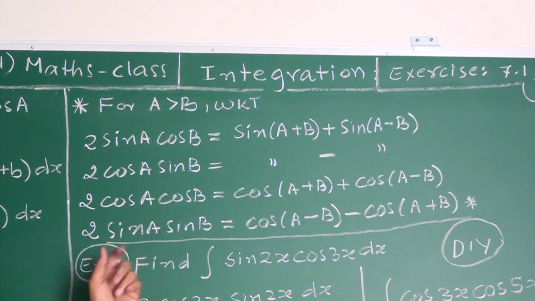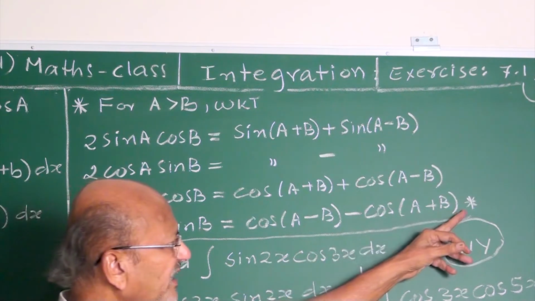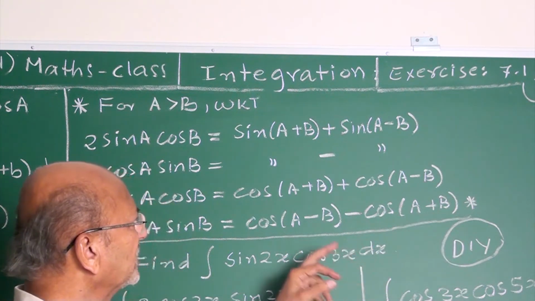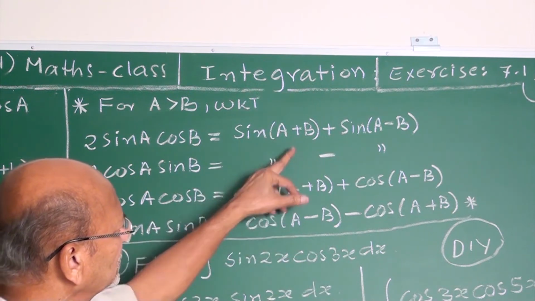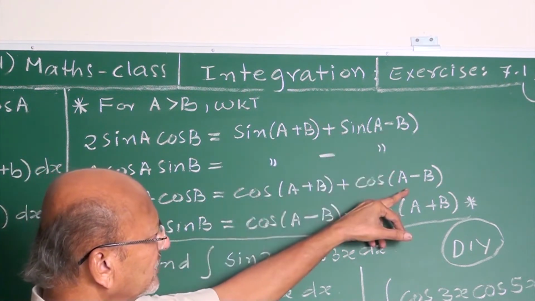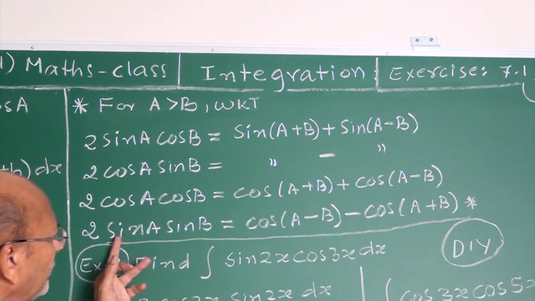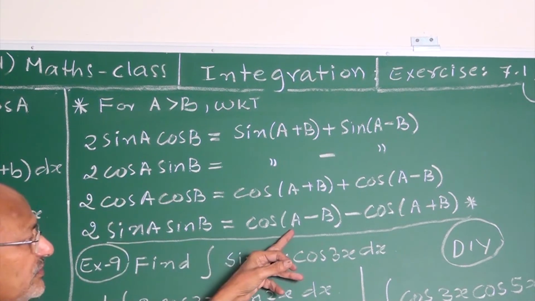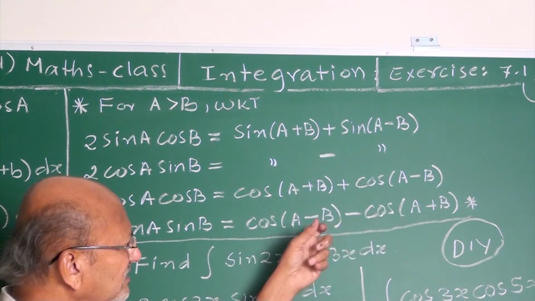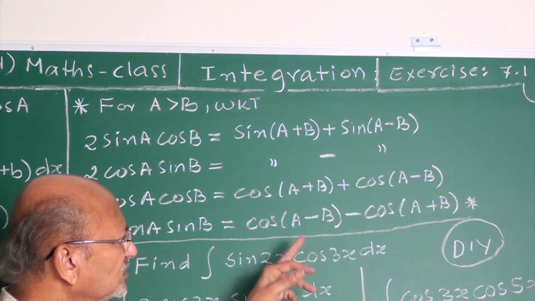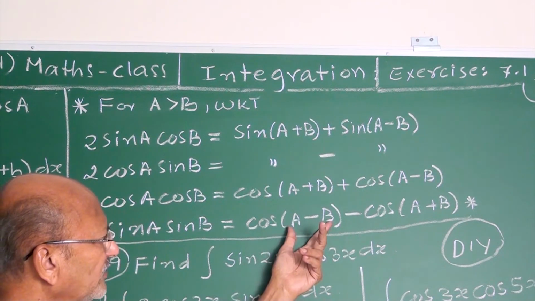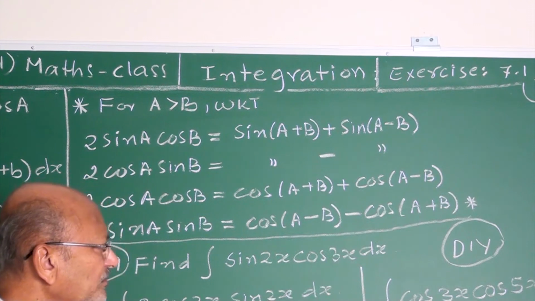If both are sine, I have marked a star here. Why? Slight difference. In all the 3 cases, first sum, next difference. But in this case, my friend, when both are sine, first the difference, then the sum. This you must explain to the students. This is understood, my friends. A minus B, A plus B.